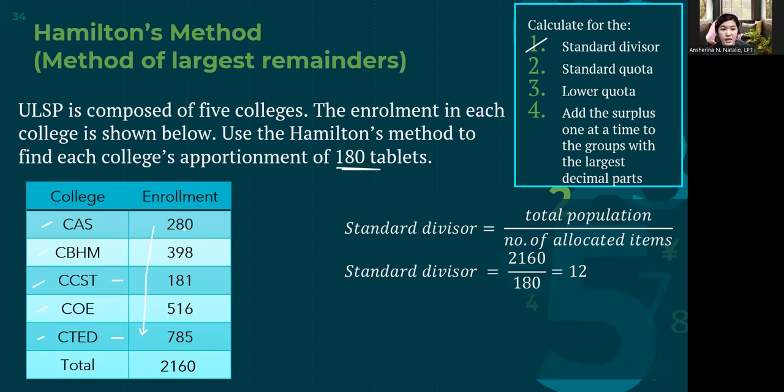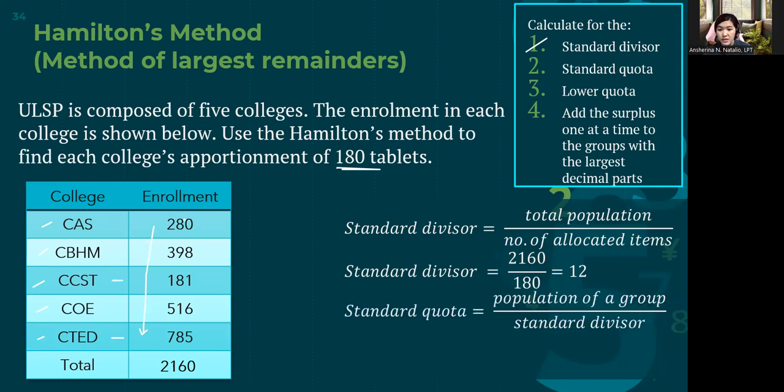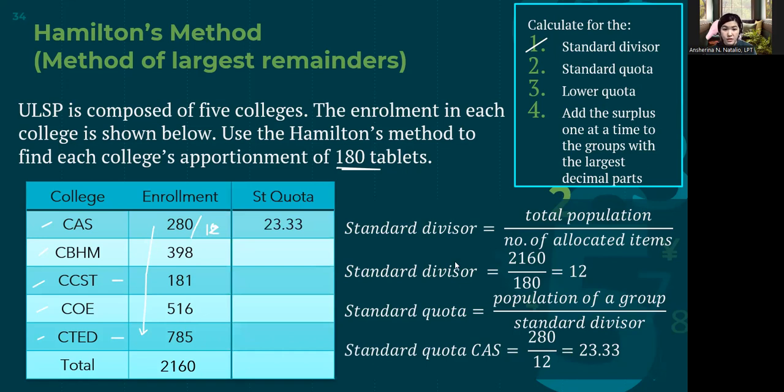The formula for standard quota is each group divided by the standard divisor. So, gawin natin dito sa una. So, 280 divided by 12 would be 23.33. Okay? Now, let's try it on the other.